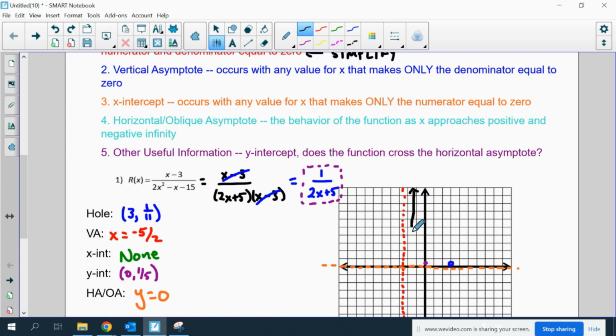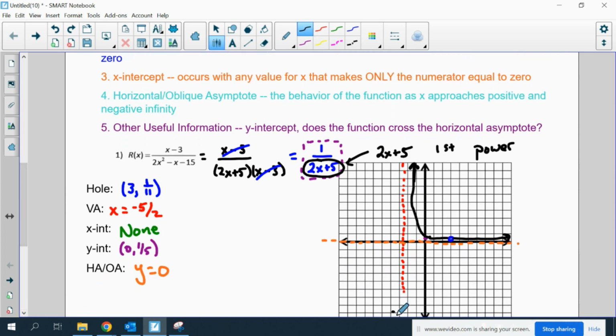So I just kind of trace where all the points are. I realize that as I go up toward this vertical asymptote, I'm going to go off to infinity. And then, since the bottom 2x plus 5 is to the first power, anytime I have something to the first power, the behavior near the asymptotes is going to be such that on one side it goes one way, and on the other side it's going to come from the other direction. Since there is no x-intercept, it never crosses the x-axis, and this is what our graph would look like.